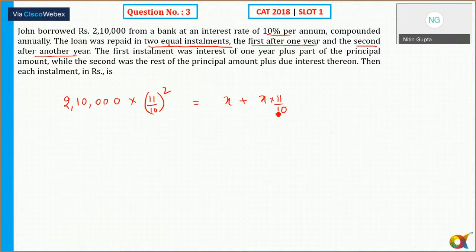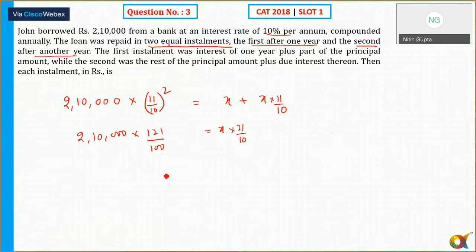And we have discussed this approach in the class. I'm assuming that you guys know this approach. Why we get this? So this will come out to be what? Here X is common, and X is common into 21 by 10. And this is equal to 210,000 into 121 by 100. Yes, 1 plus 11 by 10. So that will be 21 by 10, Nikita.